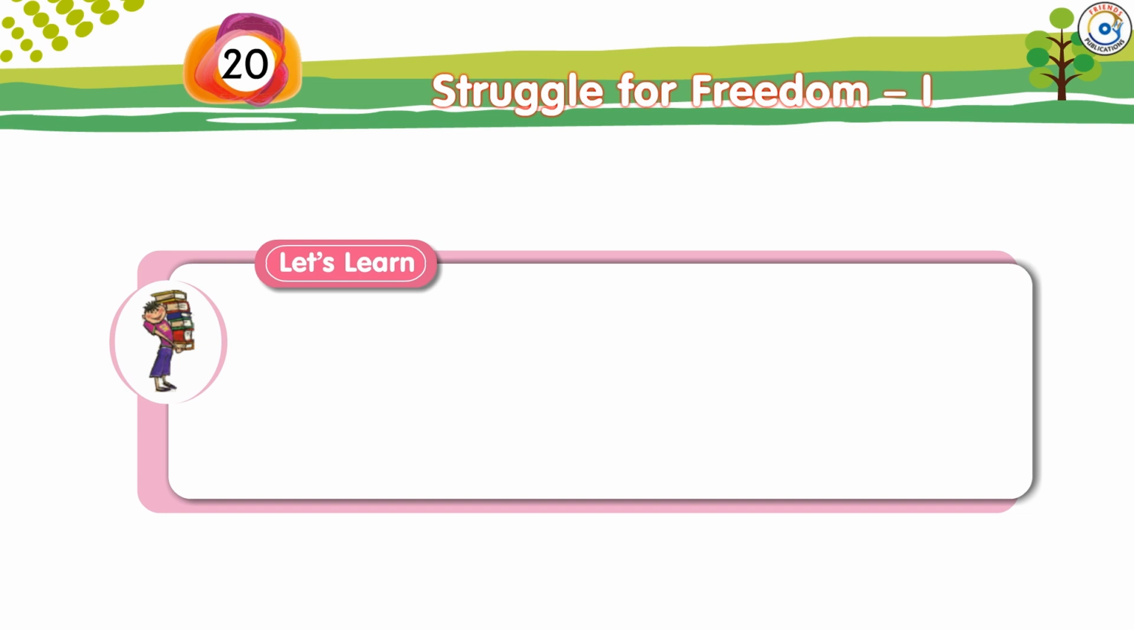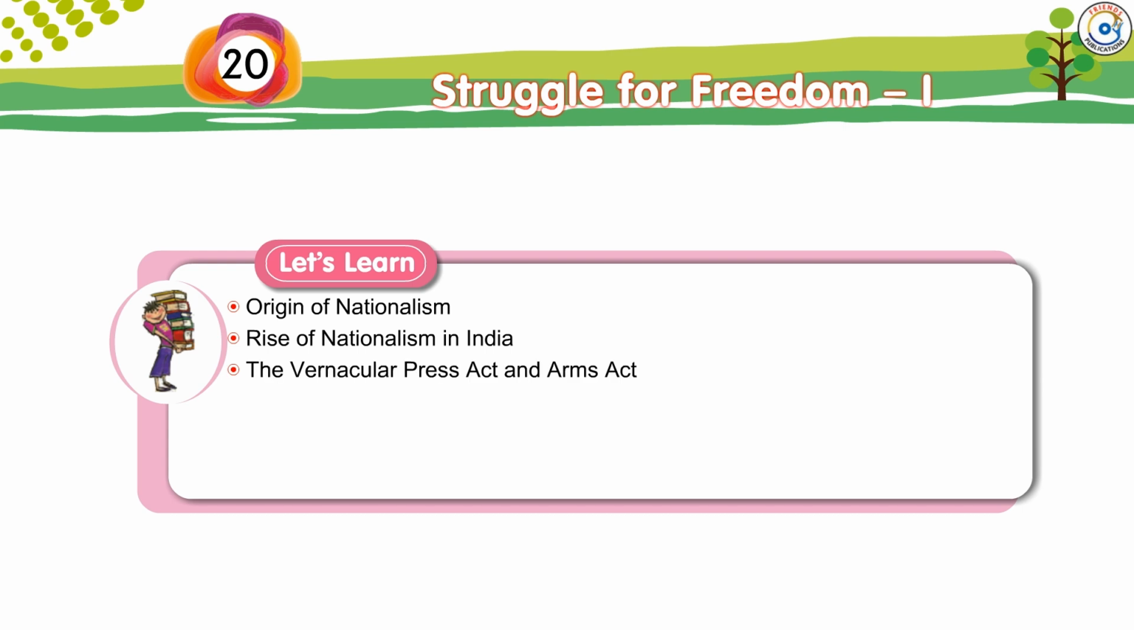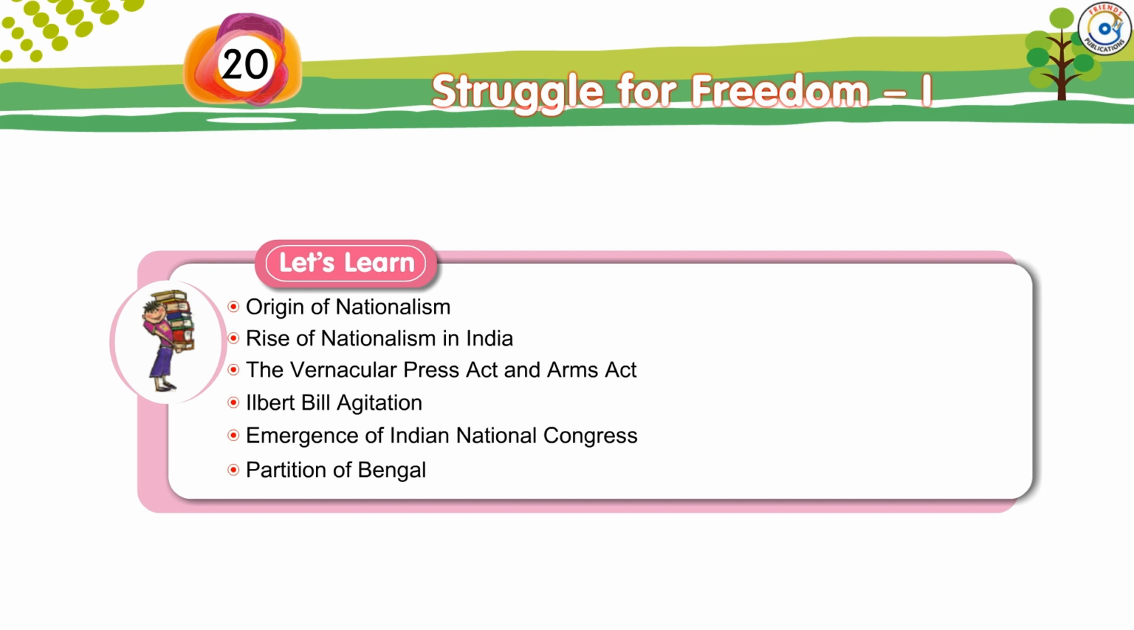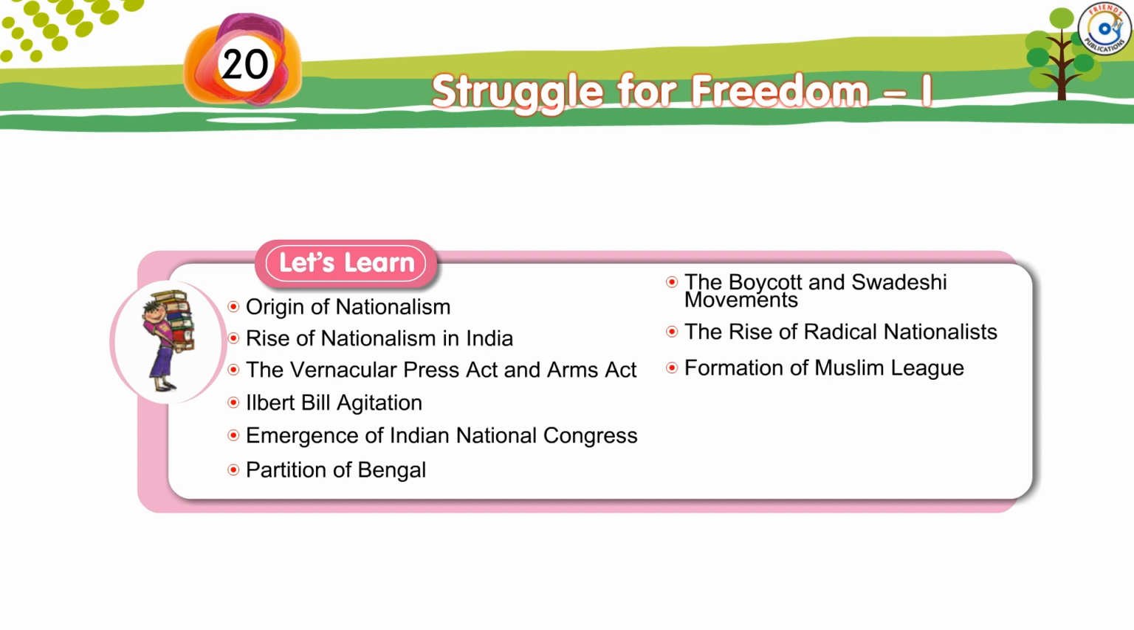Let's learn: Origin of Nationalism, Rise of Nationalism in India, the Vernacular Press Act and Arms Act, Ilbert Bill Agitation, Emergence of Indian National Congress, Partition of Bengal, the Boycott and Swadeshi movements, the rise of radical nationalists, formation of Muslim League, Morley-Minto reforms, the national movement, Ghadar Party.